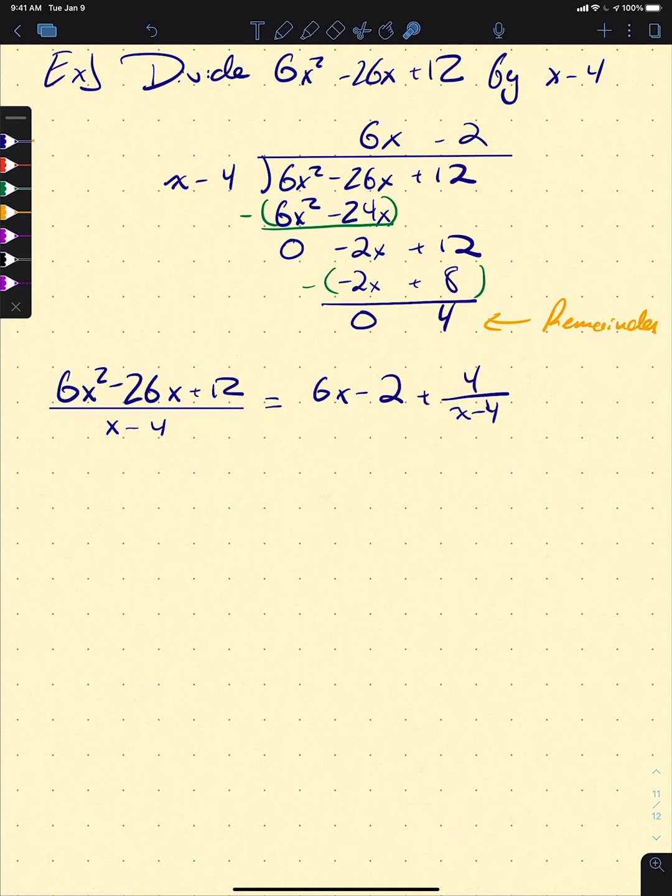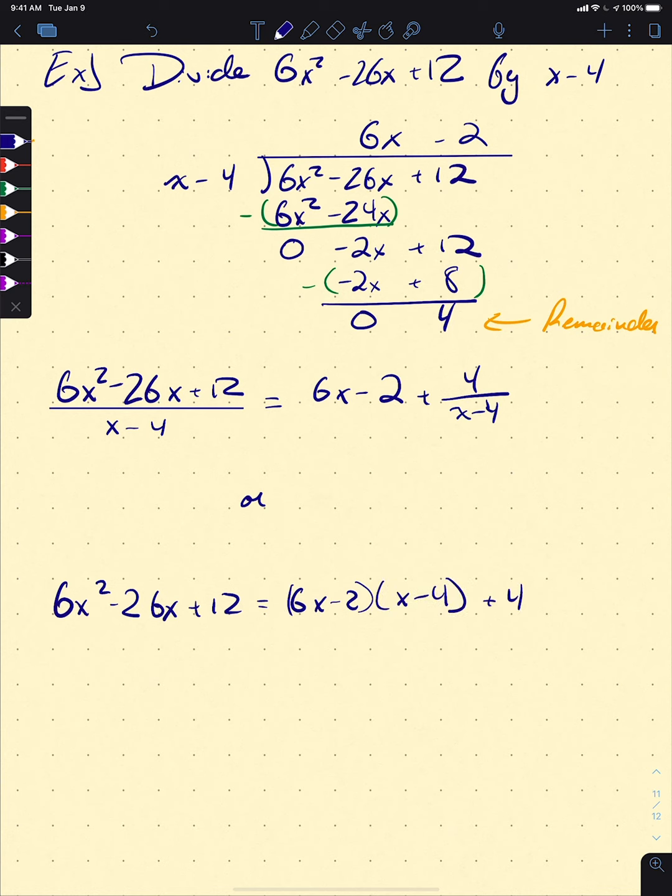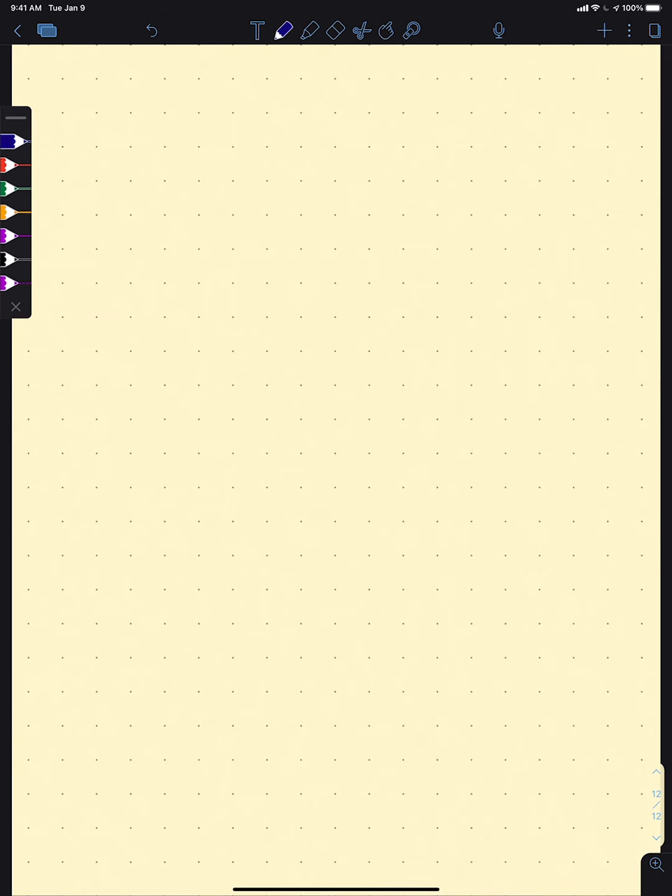But as I said before, we can write this in an alternate form, right? Many of the questions will say, find q of x and r of x such that the division algorithm holds, or whatever. So that way would be 6x squared minus 26x plus 12 is equal to 6x minus 2 times x minus 4 plus 4. Okay, let's do another one.